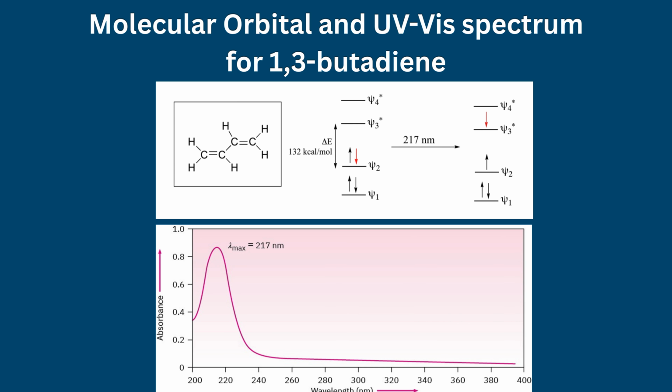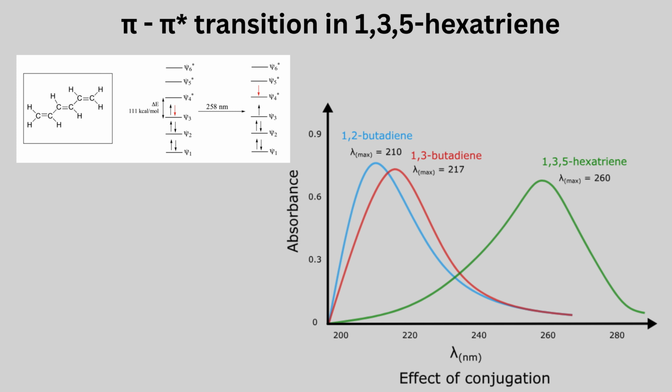1,3-butadiene. 1,3-butadiene is the simplest conjugated system. The HOMO-LUMO energy gap is indeed smaller for the conjugated system than for isolated pi-bonded ethene. 1,3-butadiene absorbs UV light with a wavelength of 217 nanometers, corresponding to a delta E of 132 kilocalories per mole. 1,3,5-hexatriene. The absorbance due to the pi to pi star transition in 1,3,5-hexatriene occurs at 258 nanometers, corresponding to a delta E of 111 kilocalories per mole.